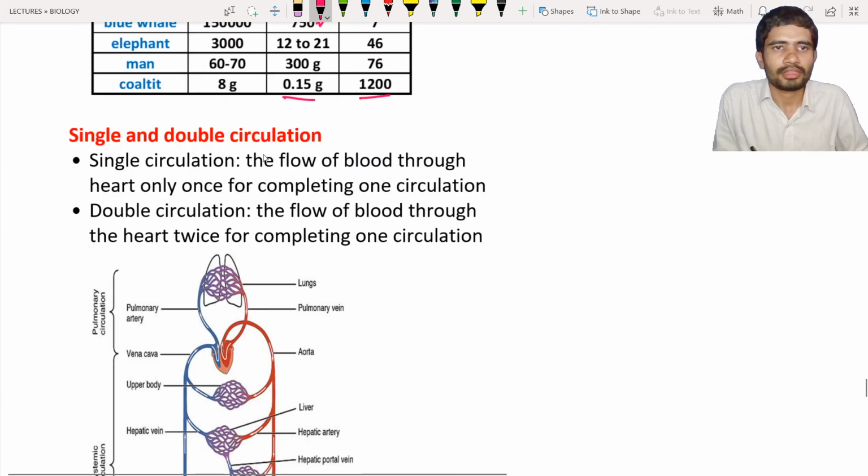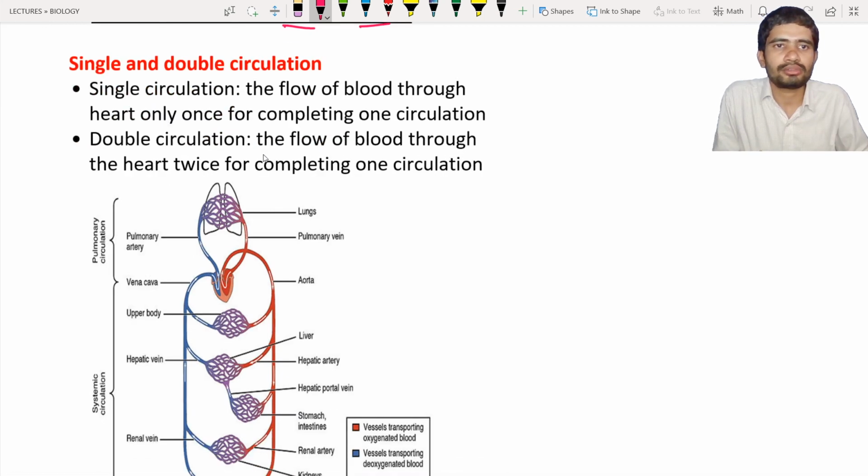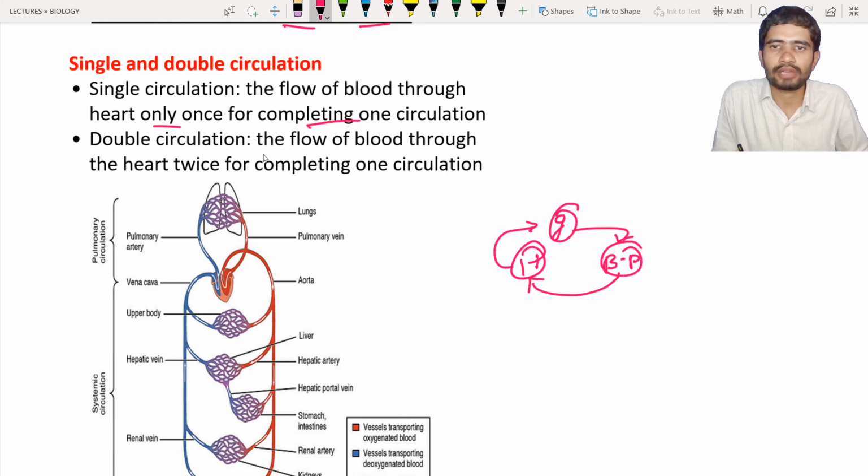Okay, so there are two circulations. The flow of blood through the heart only once is known as single circulation. You can see single circulation in the fishes. So this is the heart in the fishes. Let us consider this is the heart, and from the heart you can see there is a flow of blood to the gills. Okay, from the gills the blood will flow to the body parts. Again from the body parts, you can see the flow of blood to the heart. Okay, here we can see there is supply of blood in only one circulation. That is known as single circulation.